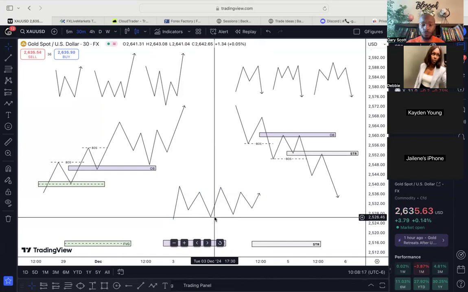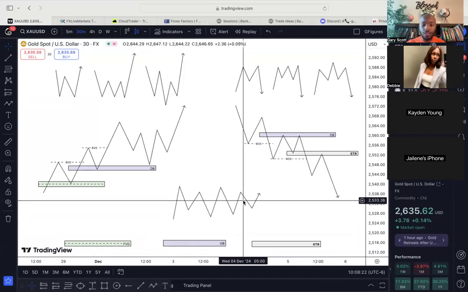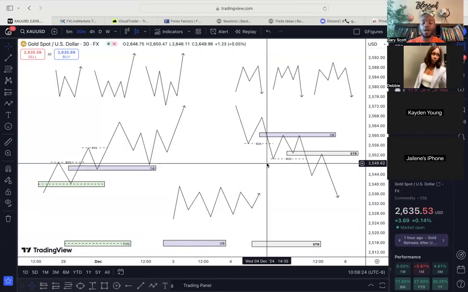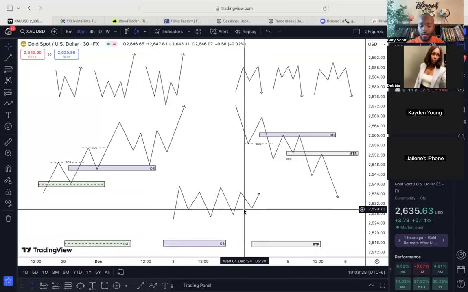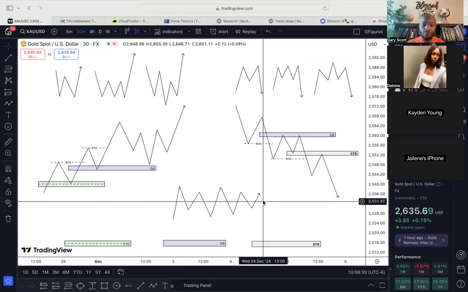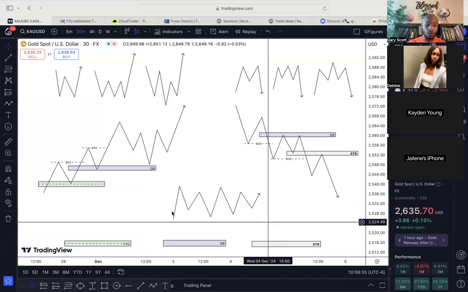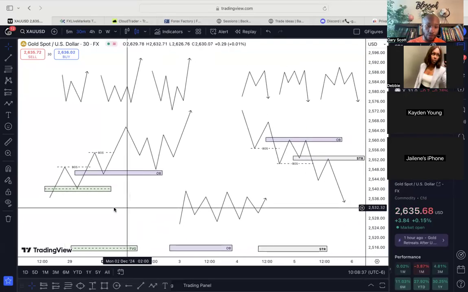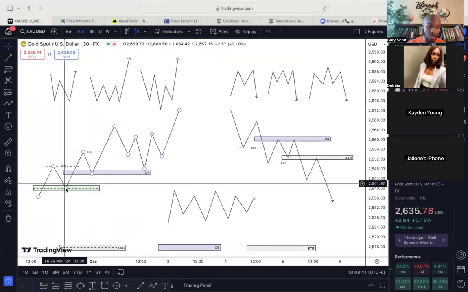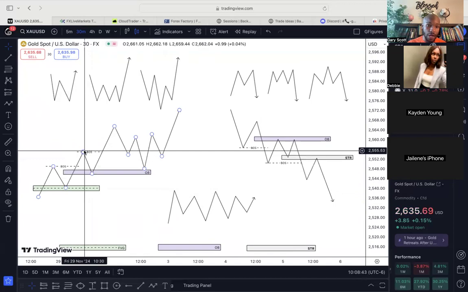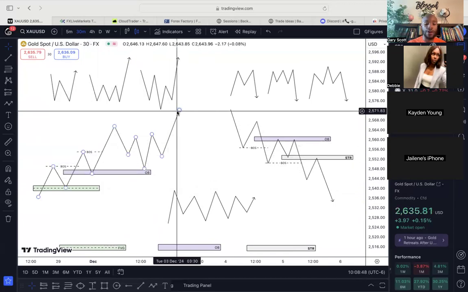So if the market bought before it consolidated, more times than not the market is going to buy again. If the market sold before it consolidated, not all the time, but more times than not, it's going to sell. Now you have your uptrend, where it makes higher highs, higher lows, higher highs, higher lows, higher highs, higher lows, higher highs.